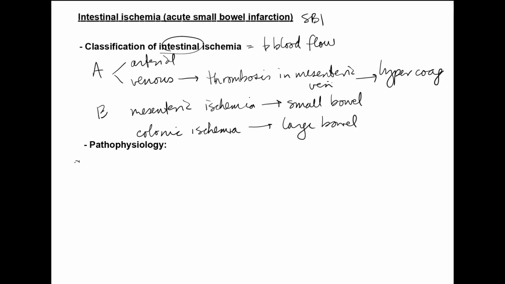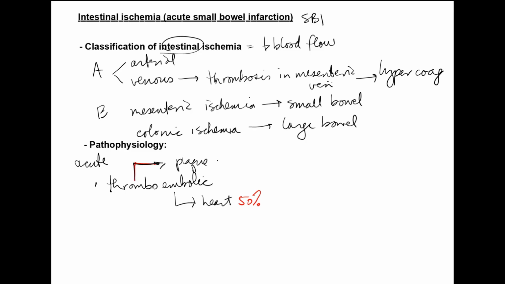Acute small bowel infarction comes from one of 2 basic pathophysiologies. The most common is thromboembolic. Embolism classically comes from the heart and is responsible for 50% of acute small bowel infarction. In other words, it's the commonest cause. Thrombosis is usually due to plaque in the superior mesenteric artery, and this is found in about 25% of cases.